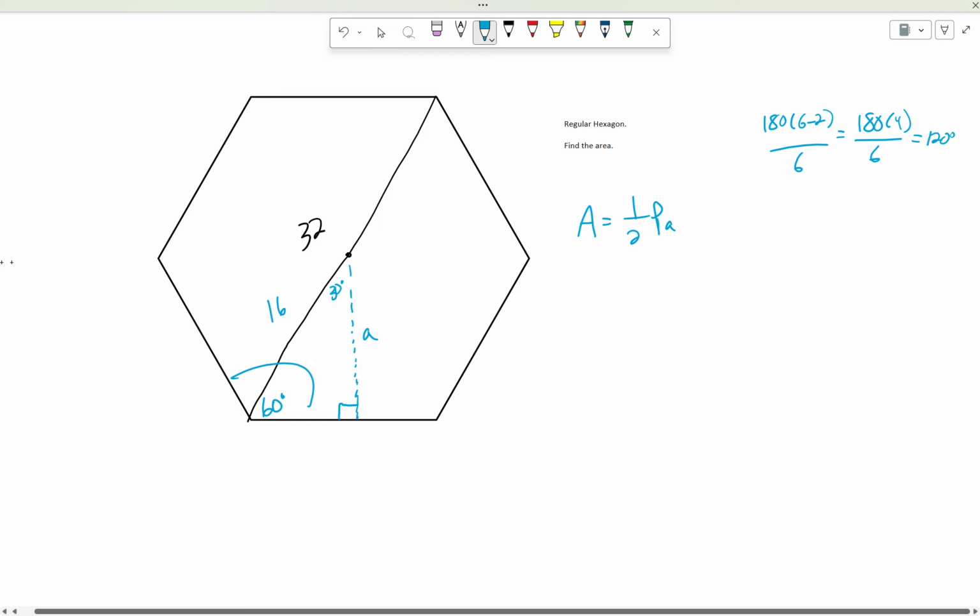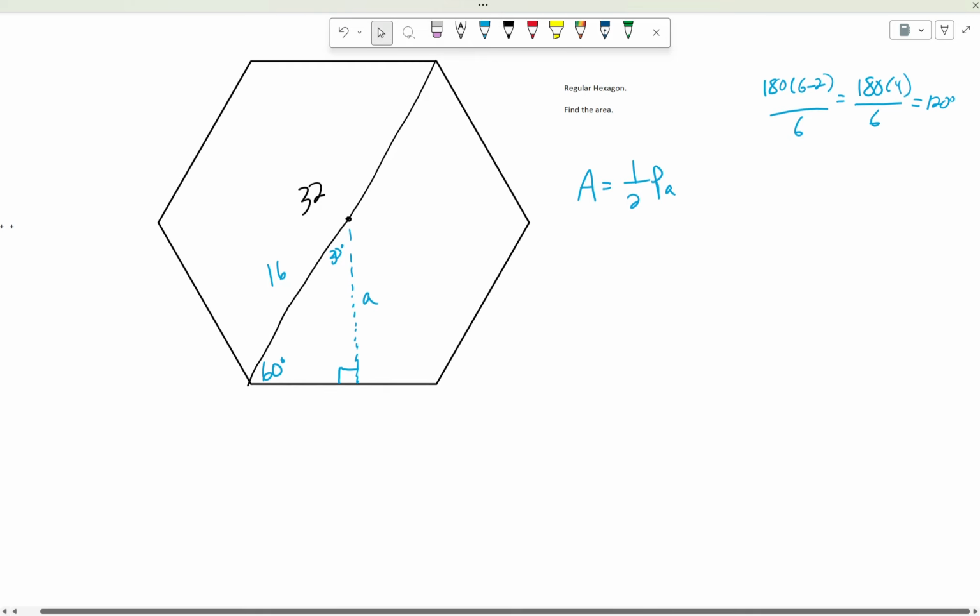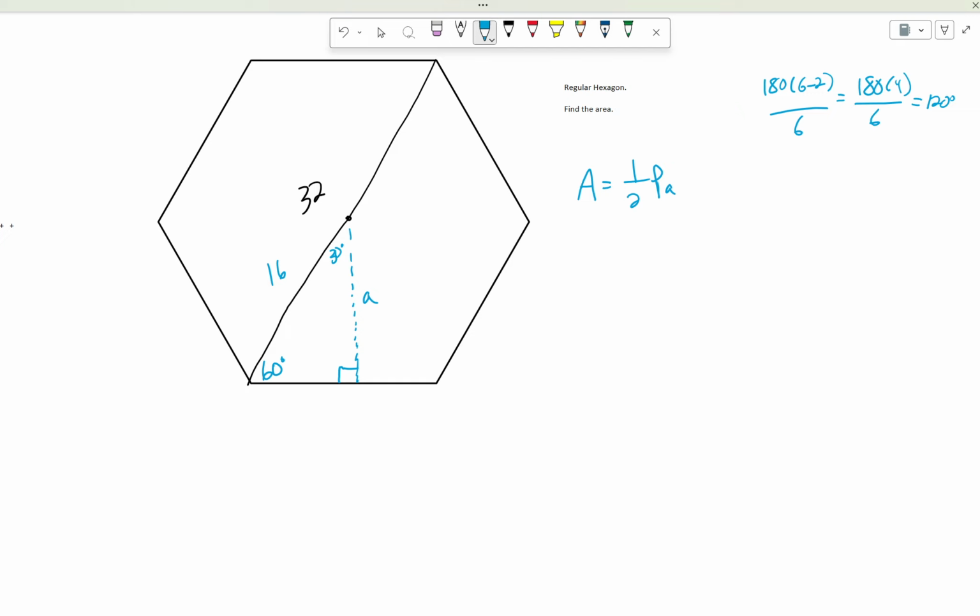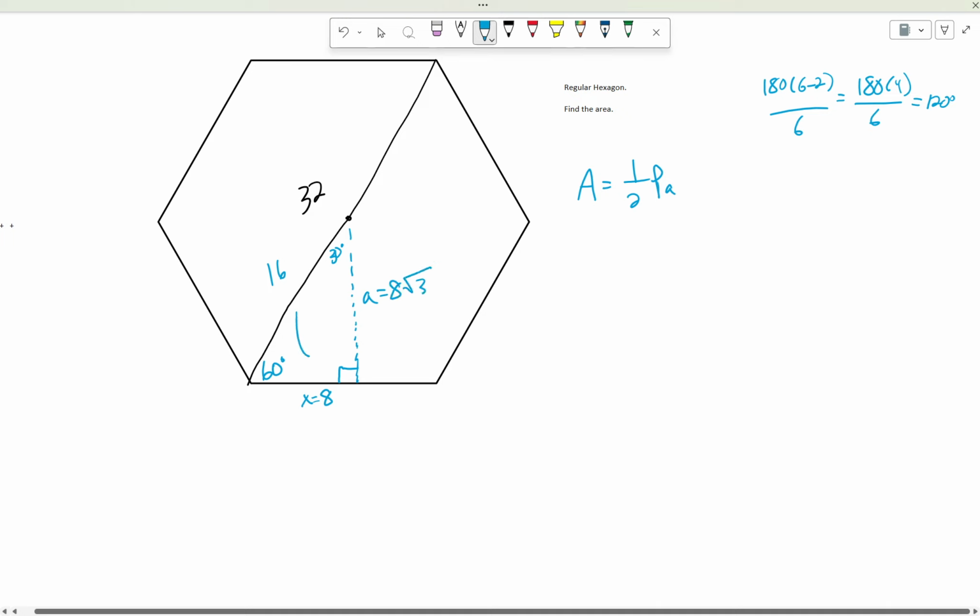And then if the whole thing is 120, half of it is going to be 60. So I have a 30, 60, 90 triangle. Okay? I have a 30, 60, 90. It means that this side right here has to be 8. Has to be half, meaning that this apothem has to be 8 rad 3 because it's a 30, 60, 90, right? Because this to here is going to be half, and then to this side, we multiply by rad 3.